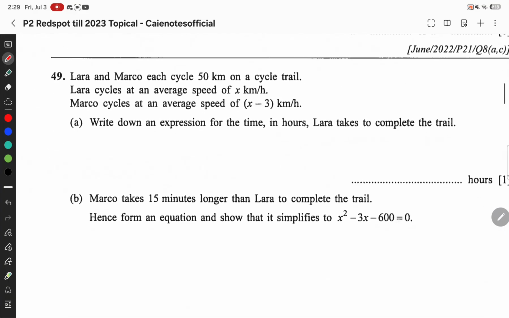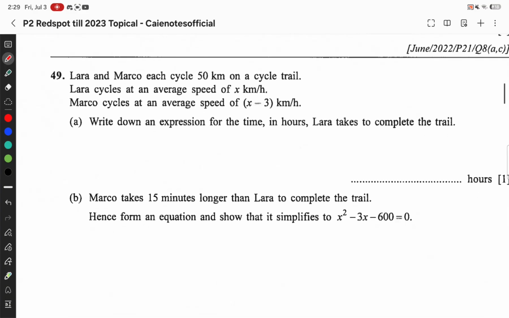Okay, so before ending, let's do this, and then I guess you guys can go practice or something. Lara and Marco each cycle 50 kilometers on a cycle trail. Okay, what does this tell us? Both distances would be the same. Lara cycles at an average speed of x kilometers an hour, and Marco cycles at an average speed of x minus 3 kilometers an hour.